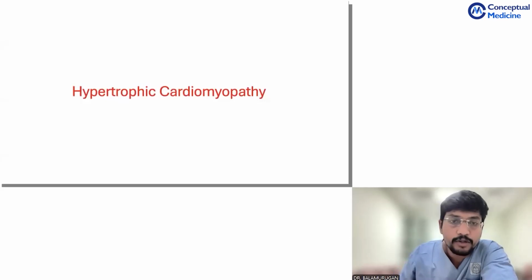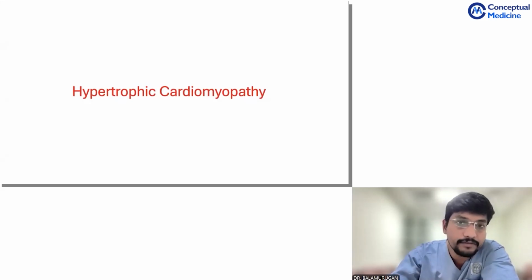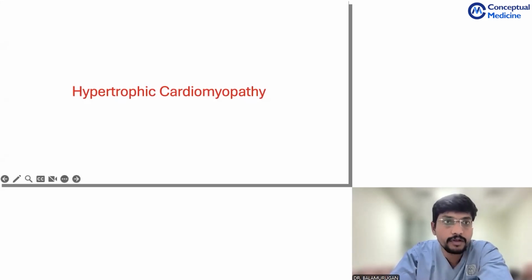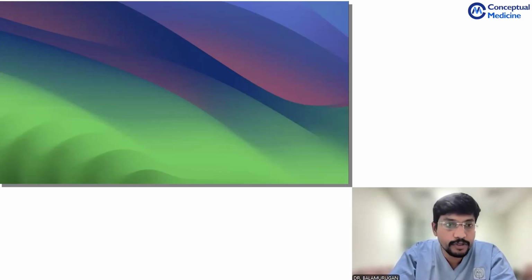So we'll be talking on hypertrophic cardiomyopathy, which we left in last class discussion. Last class was about cardiomyopathies in general. We started off with dilated cardiomyopathies, and then we went through restrictive cardiomyopathy, and finally we thought we'll have hypertrophic cardiomyopathy as a separate session, because this is of paramount importance.